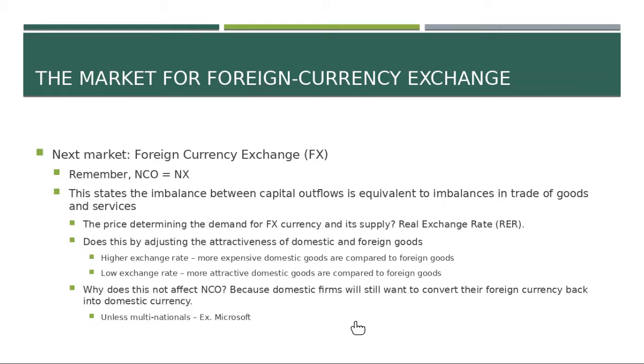So there's an exception to this. Multinationals like Microsoft, which operate in multiple countries, may want to turn around and hold on to that cash to develop operations further in those countries. However, most of the time, when a company sells a good in another country, they want to take that currency and convert it back into US dollars. And this is what keeps the net capital outflow and net exports in balance.